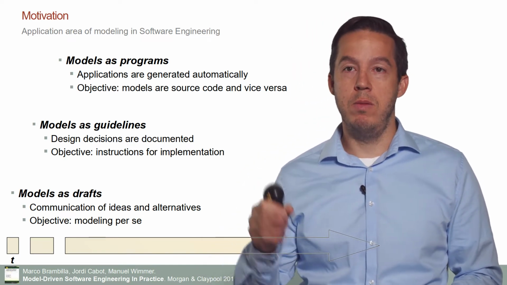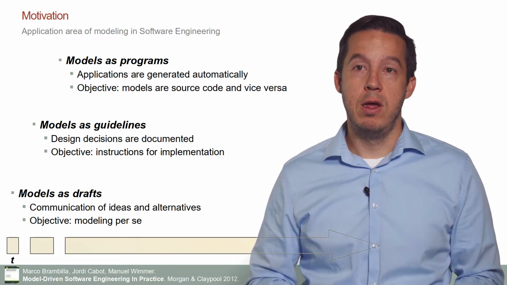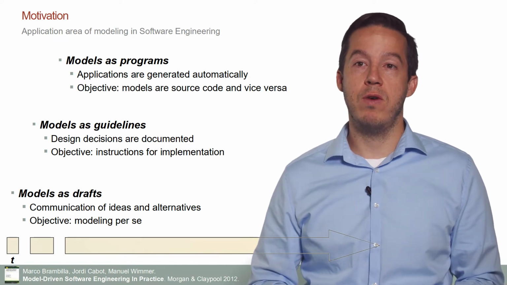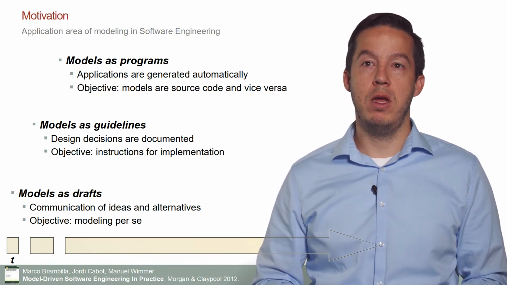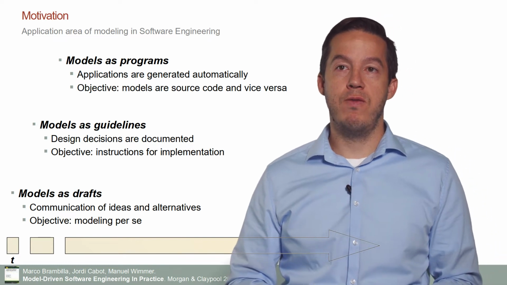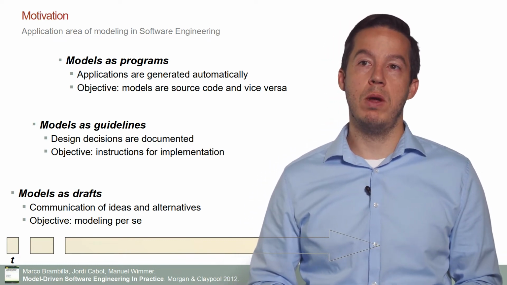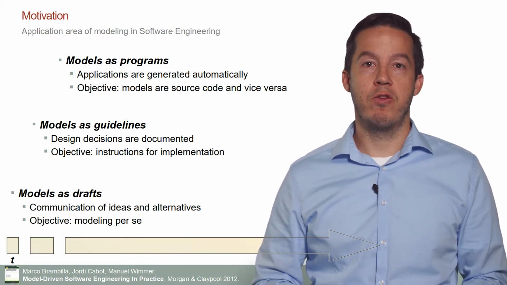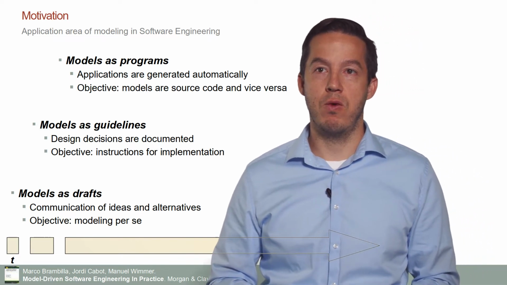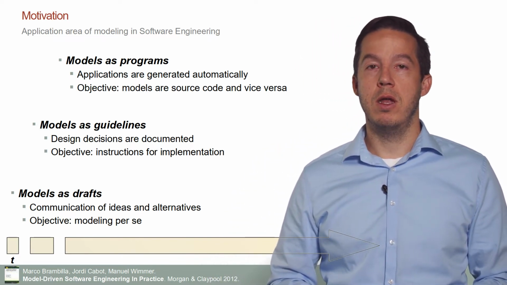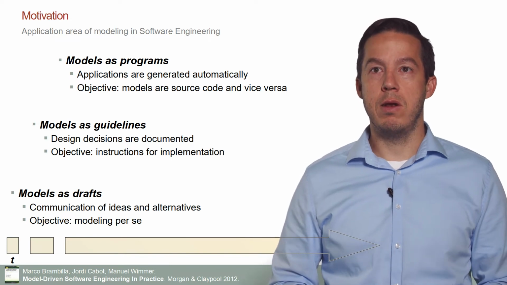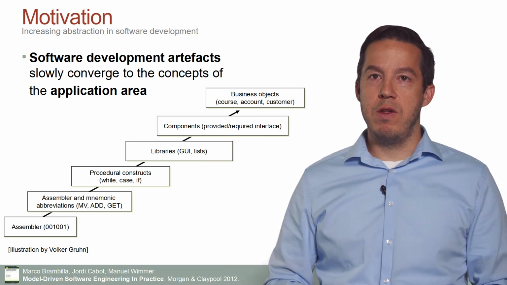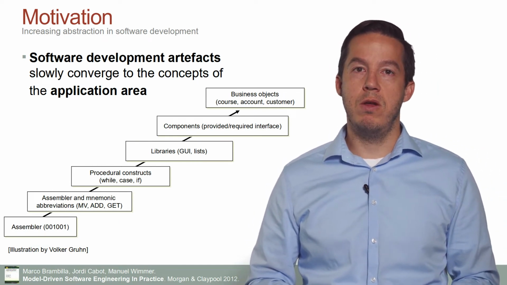This then emerged toward models as guidelines. So design decisions are documented and the model represents an agreed artifact and provides instructions for the implementation. And then eventually we are now in the phase where we say we can even use models as programs. So models as source code, or models that source code can be generated from. And this is of course the highest possible way and the most beneficial way of using models in the software engineering domain.